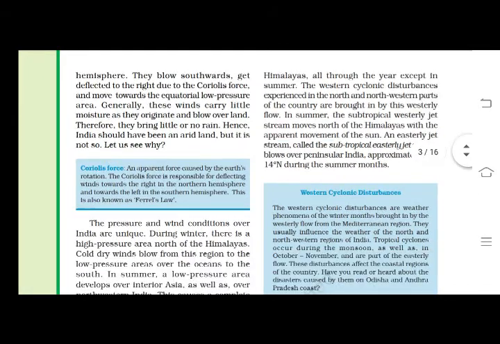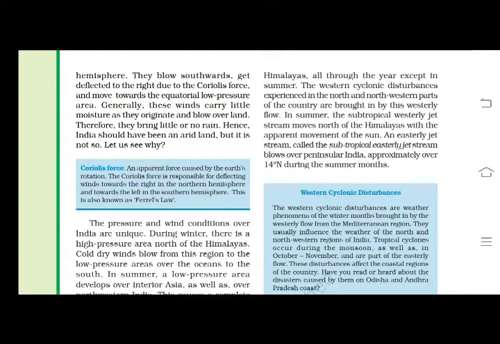Now, the pressure and wind conditions over India are unique. During winter, there is a high pressure area north of the Himalayas. Cold dry winds blow from this region to the low pressure areas over the oceans to the south. So at the Himalayas we have high pressure areas. So what happens?